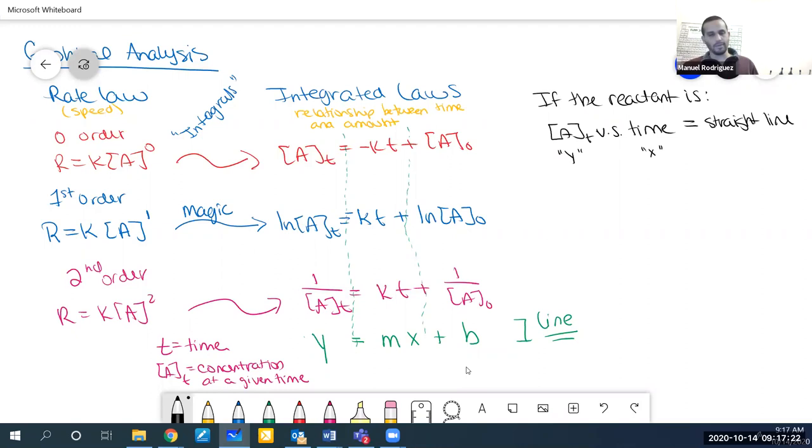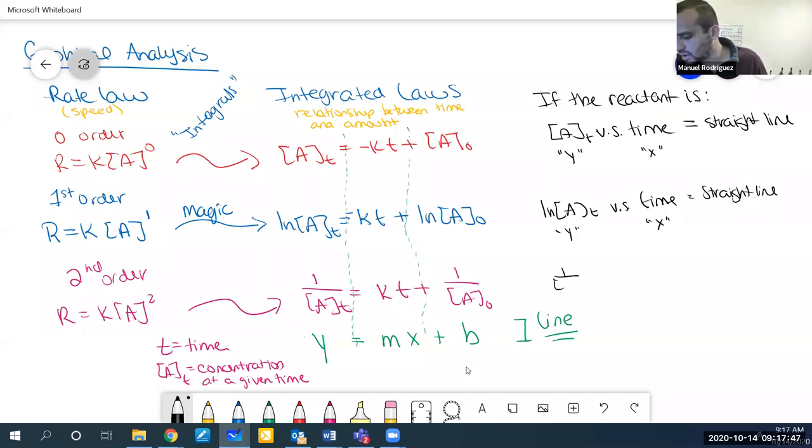So for first order, natural log of concentration should be my y versus time will be my x, should give me a straight line. And for the last one, 1 over concentration should be my y versus time to give me a straight line. So this is how you use this, which I'm assuming for most people this is sort of confusing.